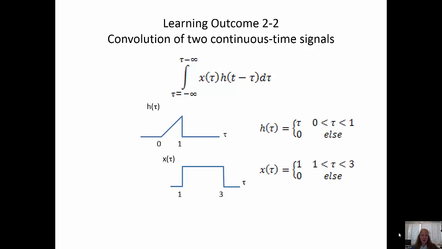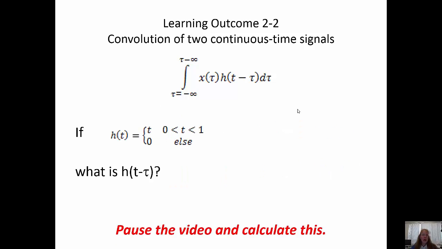We can convert both of them into an h of tau and x of tau just by replacing the variables. It doesn't change anything. What's a little bit different now is that our h of tau also has a tau value in the equation, and that has to be changed as well. I want you to figure out what the value of h of t minus tau would be for the h of t which we're using for this problem. If we see a t, substitute in a t minus tau, and then simplify some things. Pause the video and do this calculation.